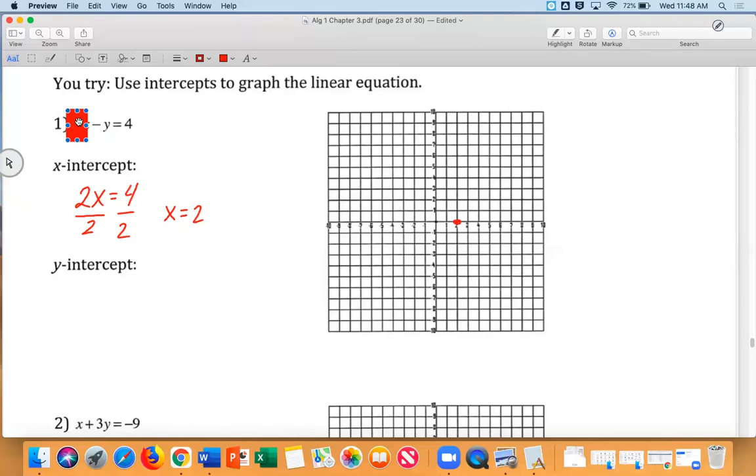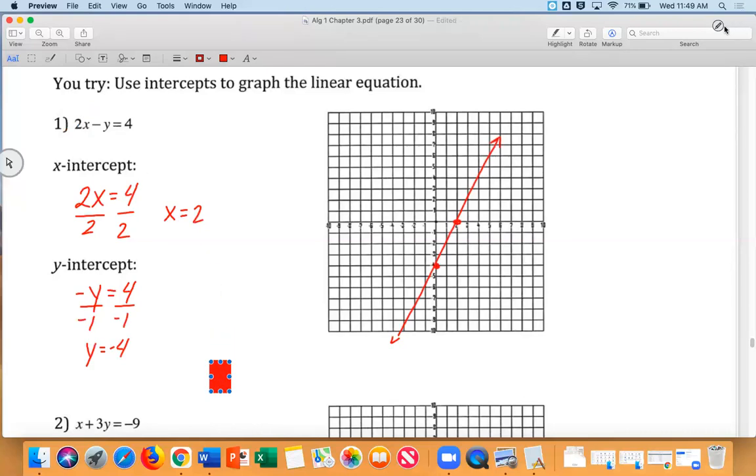Now, with the y-intercept, negative y equals 4. Divide by negative 1. I get y equals negative 4. So, Lou, I'm coming down here and I'm plotting that point. You see that? And then I connect them. John, we okay with that? All right.